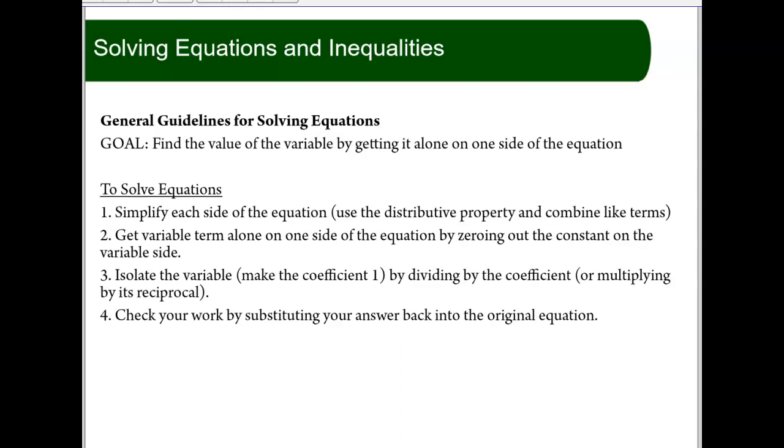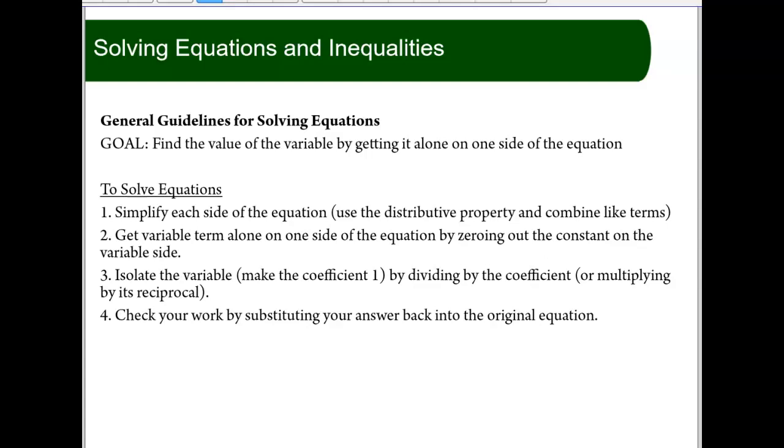In this video, we'll see how to solve equations and inequalities and really focus on what's happening and how to show the work. So in general, here are the goals, right? We want to find the value of the variable by getting it alone on one side of the equation. That's called isolating the variable.